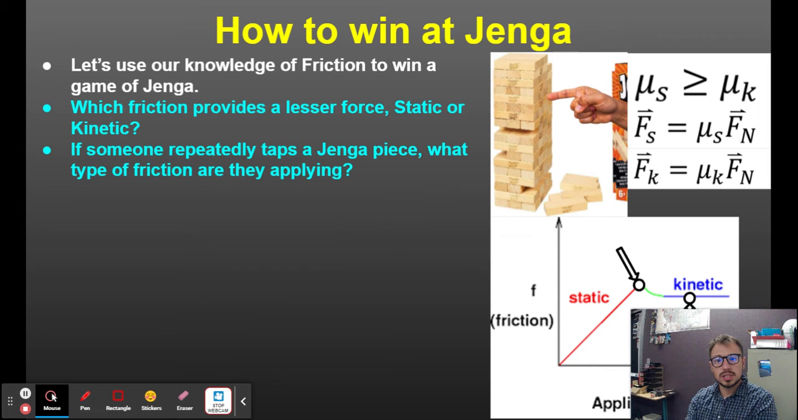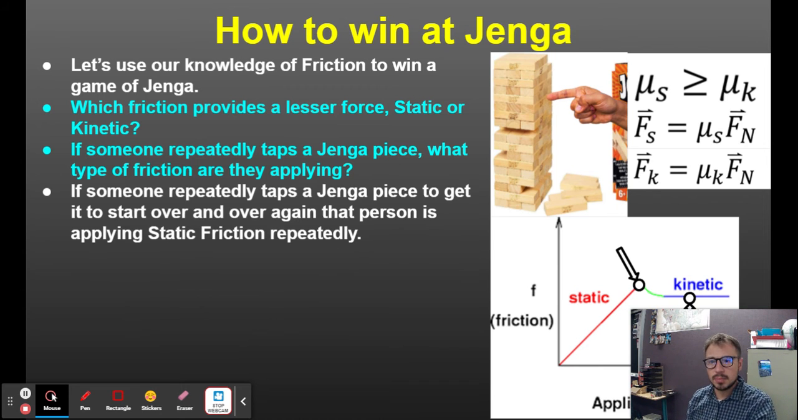So, which friction provides a lesser force, static or kinetic friction? It's going to be kinetic friction. So, if somebody repeatedly taps the Jenga piece, what type of friction are they applying? Well, if they're starting and stopping it over and over again, that's going to be static friction. So, that's going to just repeatedly pulse that higher static friction, which you don't want in that game of Jenga. It's basically the opposite idea of the anti-lock brakes.